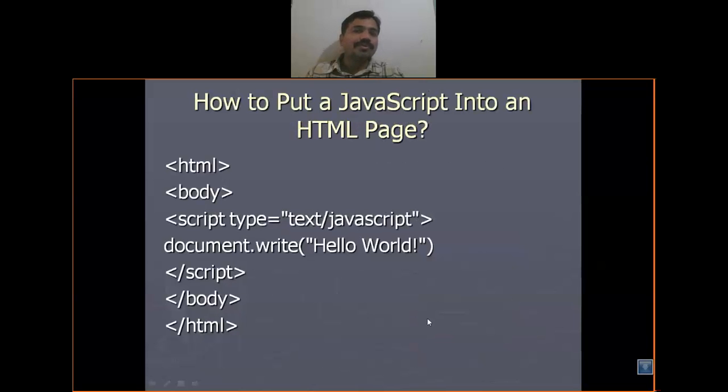How can you put JavaScript into an HTML page? When you write HTML, then you write a body statement, and you have to write a script type equal to text/javascript. The text type is not always required. You can directly write JavaScript in double quotation marks, and you can close it.